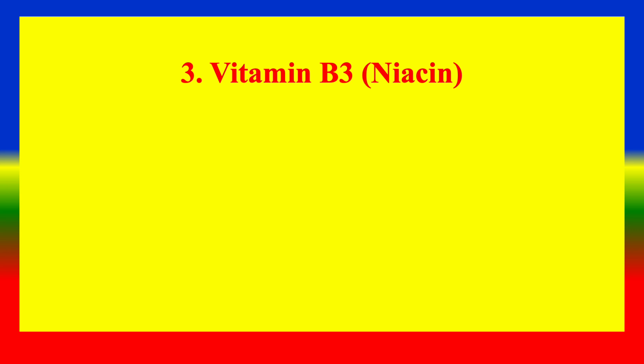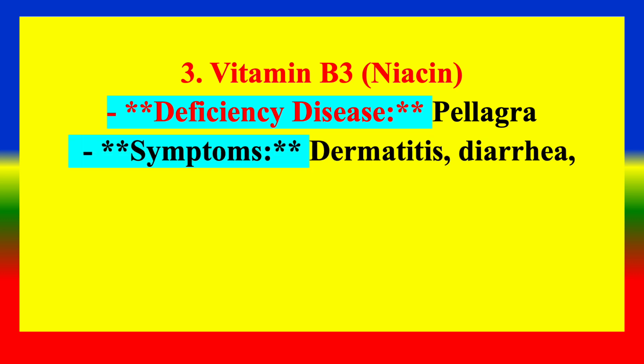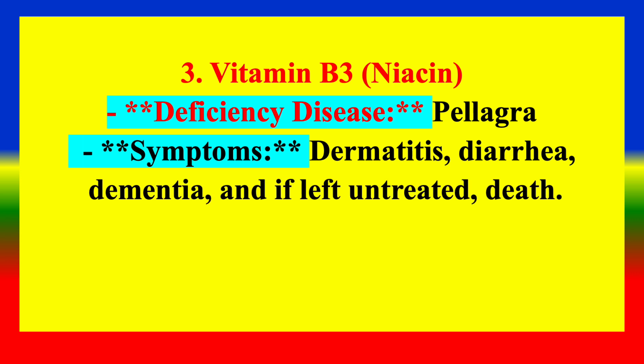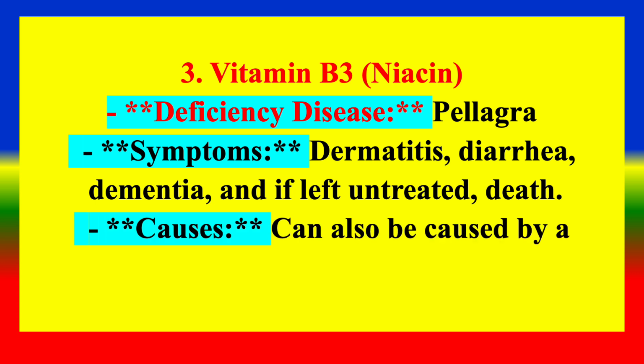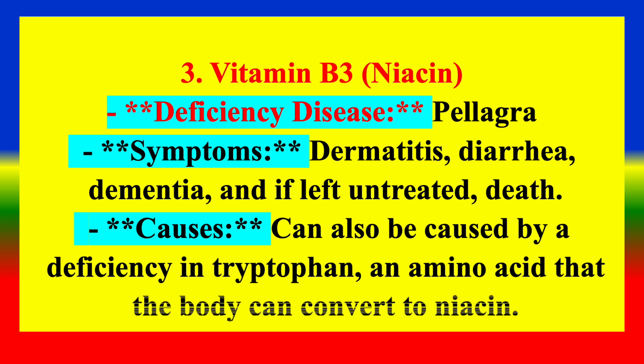3. Vitamin B3, niacin. Deficiency disease, pellagra. Symptoms: dermatitis, diarrhea, dementia, and if left untreated, death. It can also be caused by a deficiency in tryptophan, an amino acid that the body can convert to niacin.